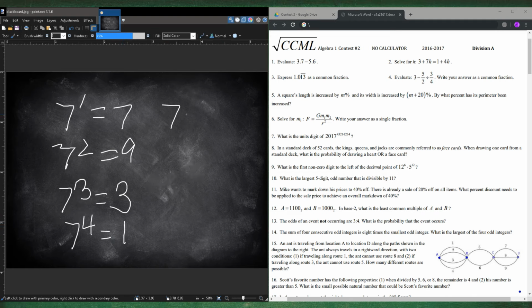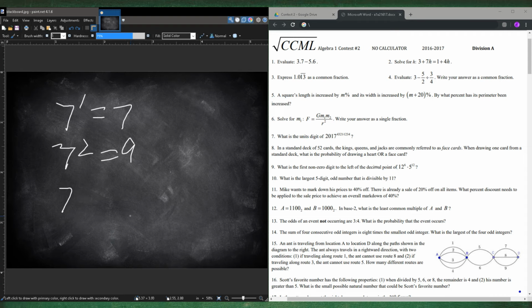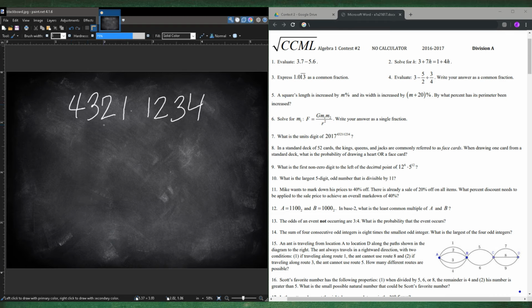Then if you have 7 raised to a power of 5 and this ends at 1, if you multiply by 7, wouldn't the units digit just be 7? So it repeats, to 9, and then 7 to the 3 is 3. So 7, 9, 3, 1. So the units digit repeats every 4 at a pattern of 7, 9, 3, and 1. So we just have to find whatever the exponent is and divide it by 4. So we have 4,321 times 1,234 divided by 4, basically.